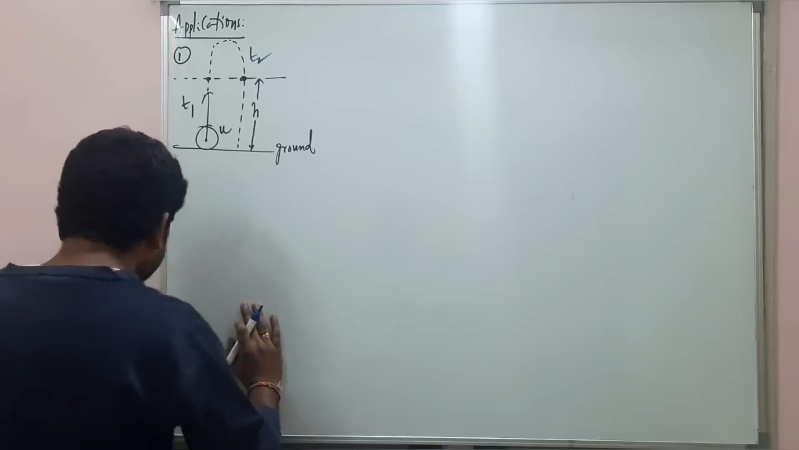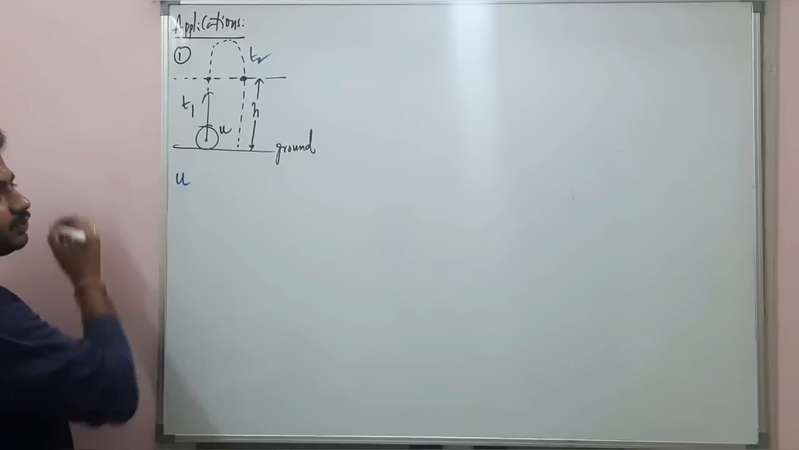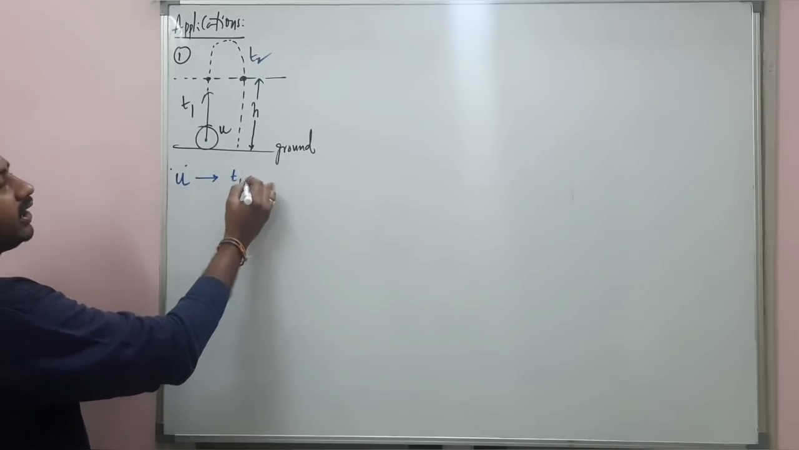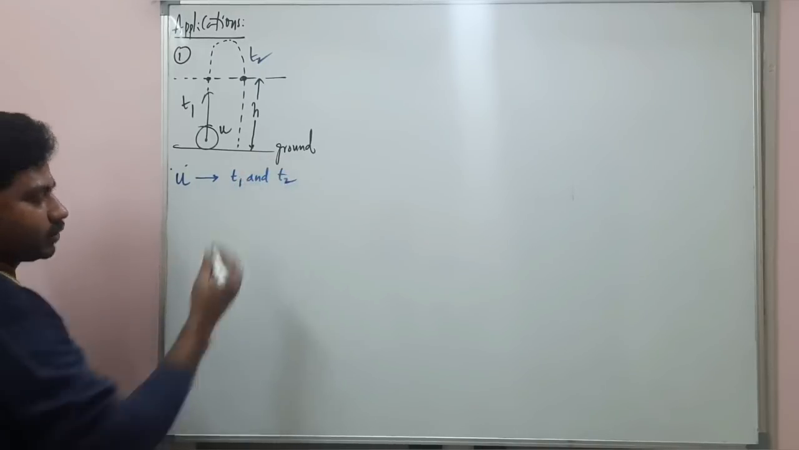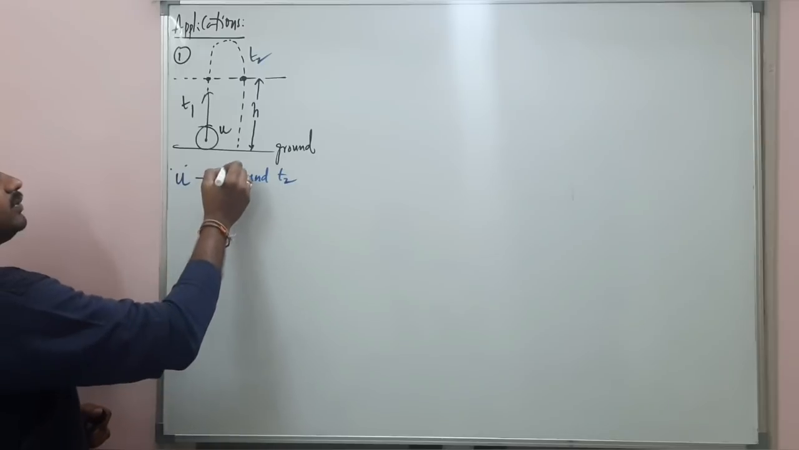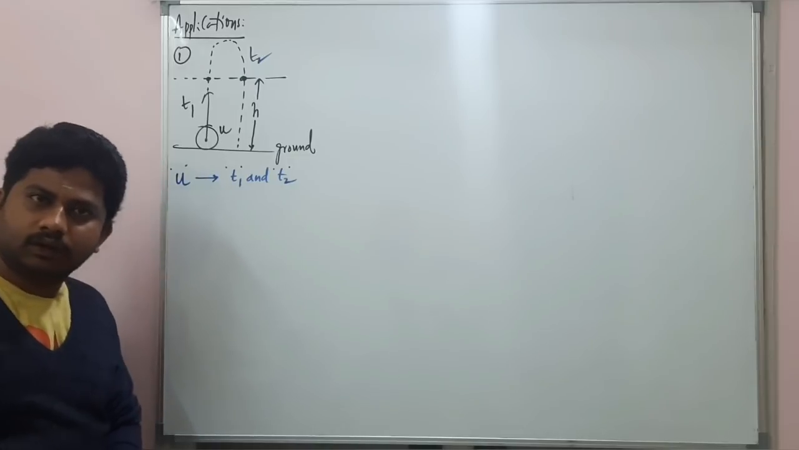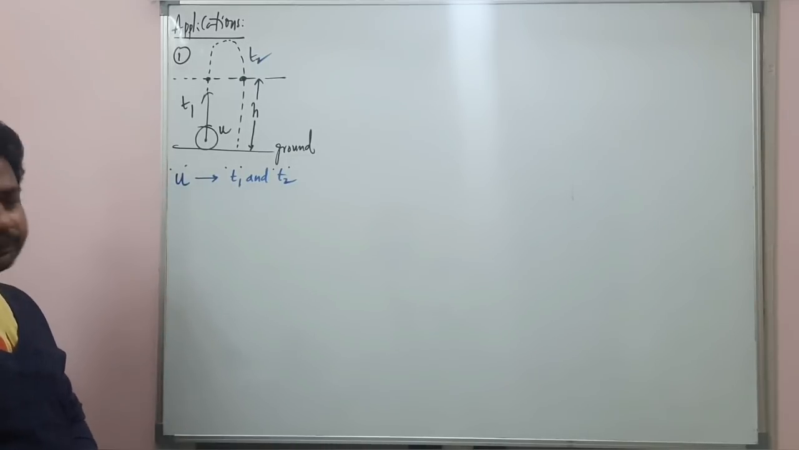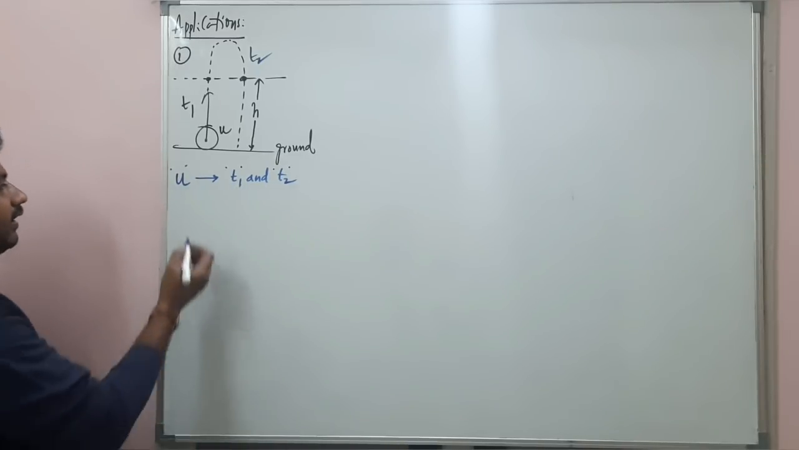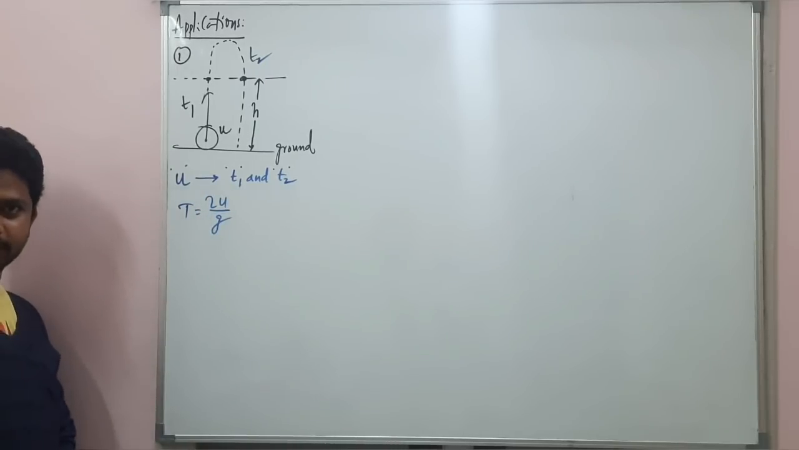Now, in this case, the commonly asked question is: find the expression for the initial velocity in terms of t1 and t2. Are you ready? Let's solve. It's so simple. What is the expression for the time of flight? We have the time of flight expression, which is 2u by g.